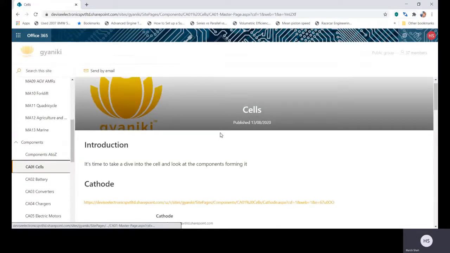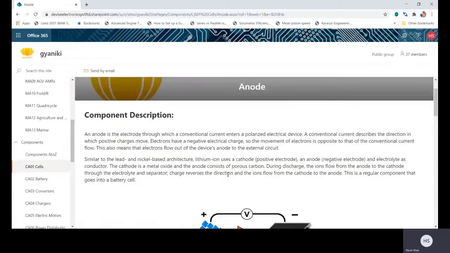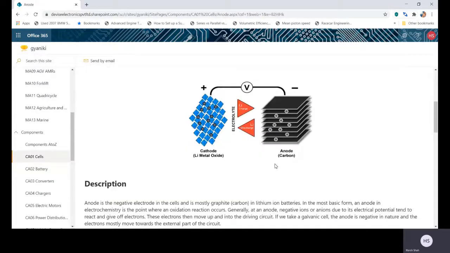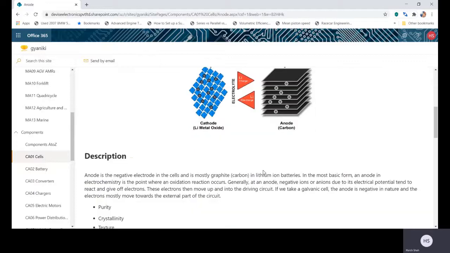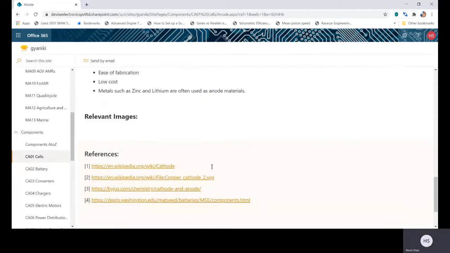Similarly, we go back, let's say now I want to research anode, and again, it's the same thing. This is the negative terminal, so again, it gives you information on what the makeup of that is, what sort of materials are used, how the flow works, and again, some selection criteria and resources.